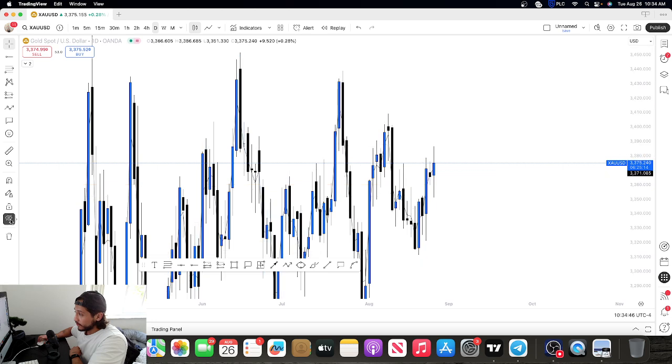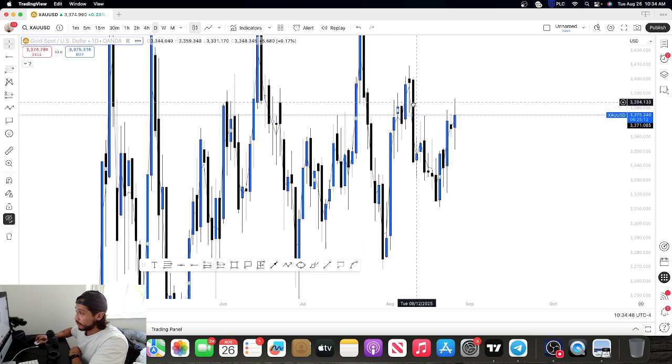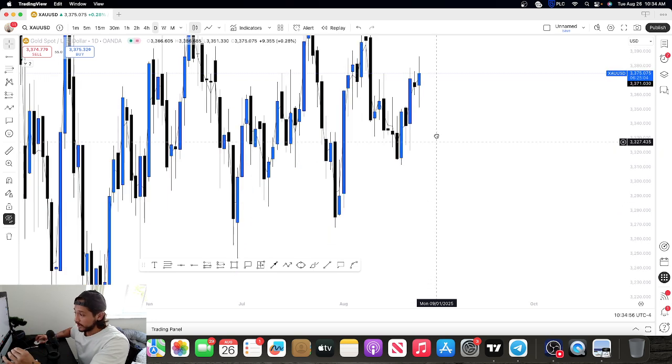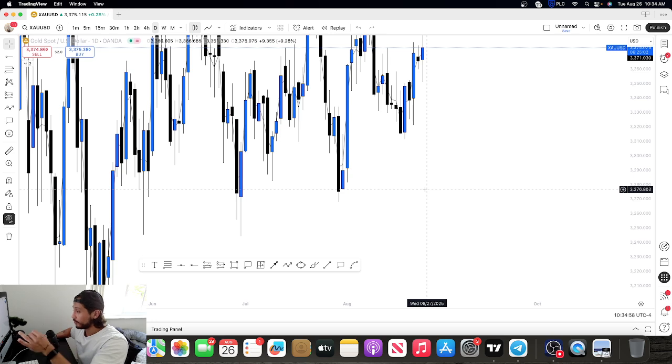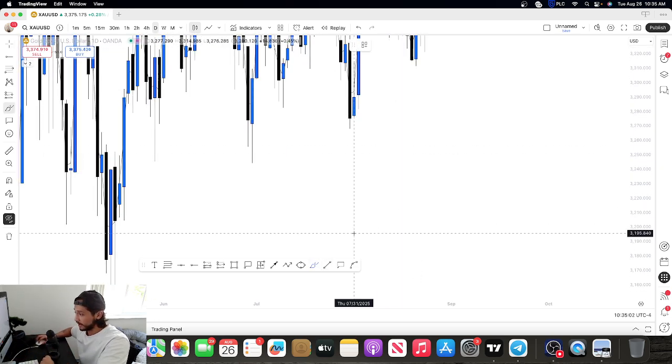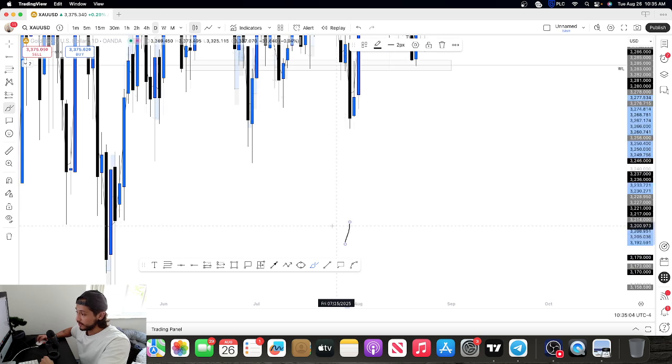First things first, what we always do whenever it's a new day is mark up the previous day's highs and the previous day's lows. The way that I use them is mostly for liquidity sweeps, and also for potential targets. When I say liquidity sweep, let me give you guys an example. Let's say this is the previous day's candle over here.